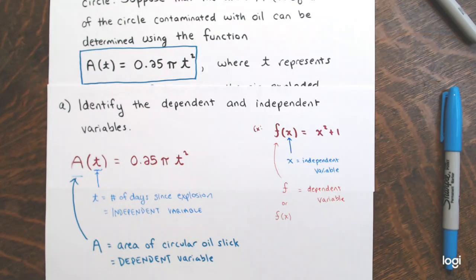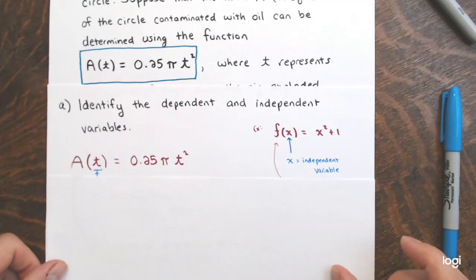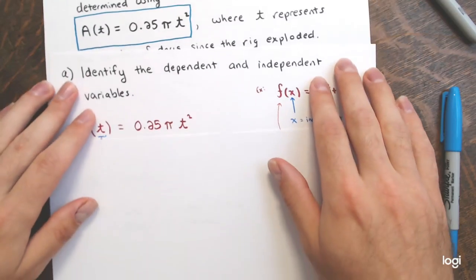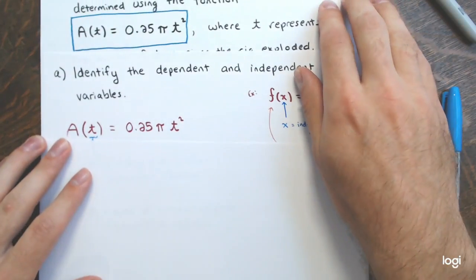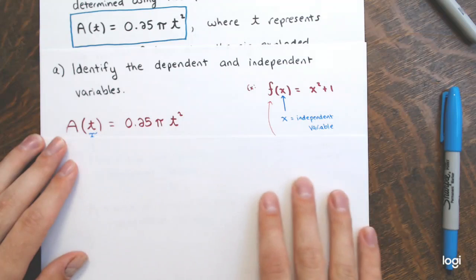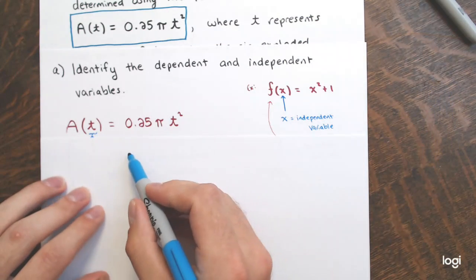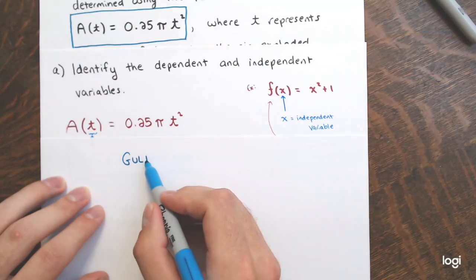Okay. Now let's take a look at what's happening here. I'm going to draw a little diagram on my next page before we get into part B. So what is actually happening in this particular problem? Let's suppose that this blank piece of paper I have here is the Gulf of Mexico.